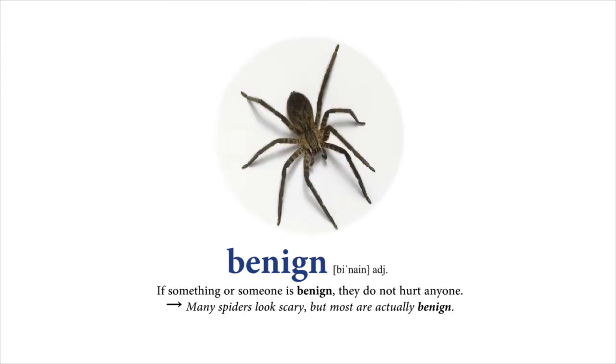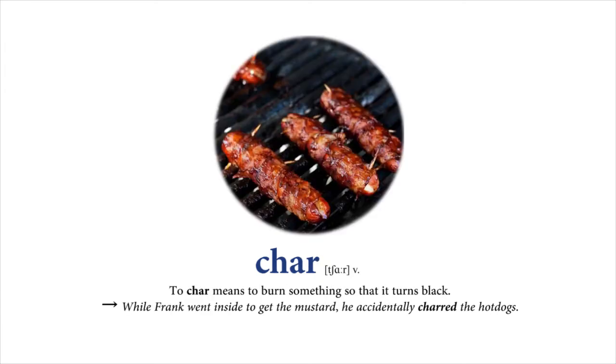Benign. If something or someone is benign, they do not hurt anyone. Many spiders look scary, but most are actually benign. Char. To char means to burn something so that it turns black. While Frank went inside to get the mustard, he accidentally charred the hot dogs.